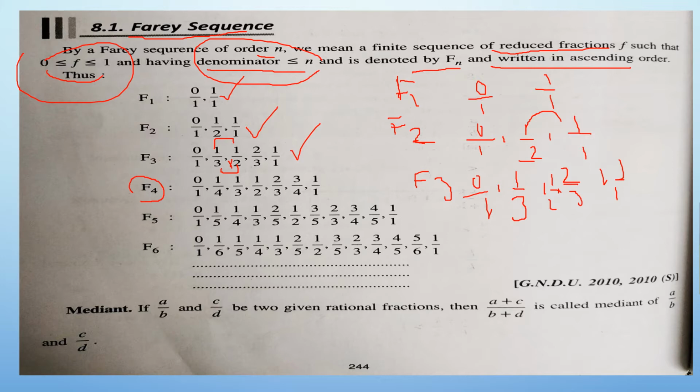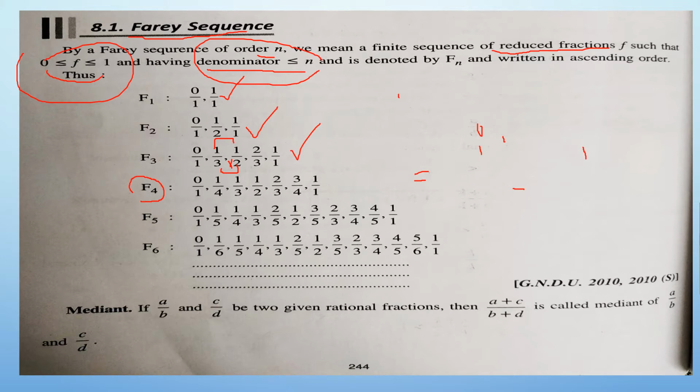So in this way, we can make a Farey sequence of reduced fractions between 0 and 1 in which each denominator is less than or equal to n. So I think everybody has understood this concept. This is the Farey sequence of fractions.